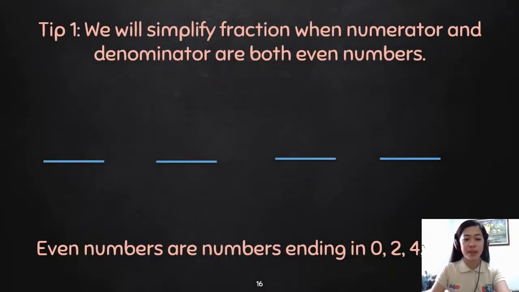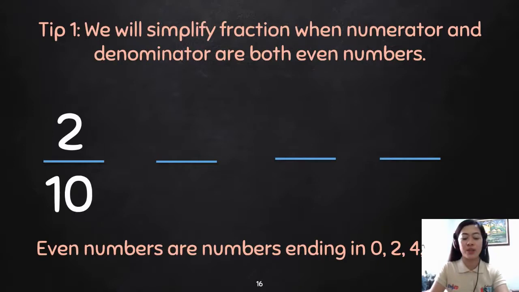Ito ang tips paano natin malalaman kung dapat ba nating i-simplify ang fraction sa lowest term. So tip number 1, we will simplify fraction when numerator and denominator are both even numbers. Ano ba yung mga even numbers natin? These are the numbers ending in 0, 2, 4, 6, and 8. Example, 2/10. 2 and 10 are even numbers. So therefore, kailangan nating i-simplify sa lowest term ang 2/10.